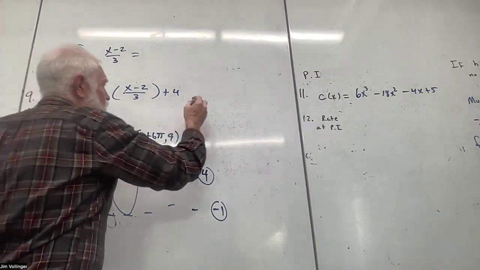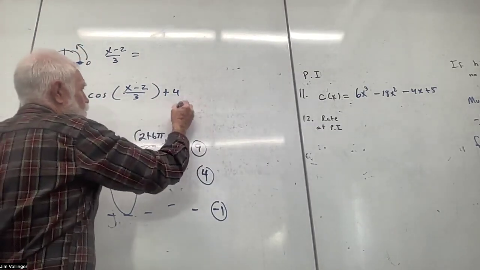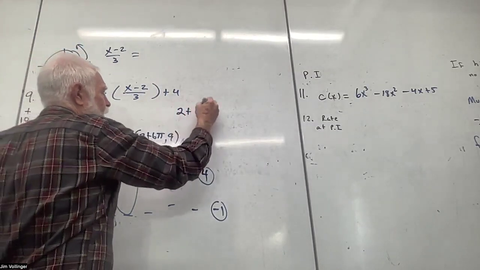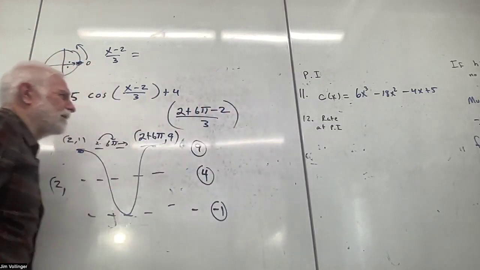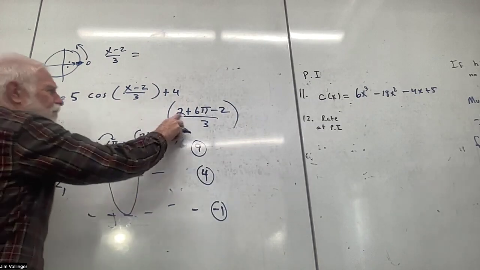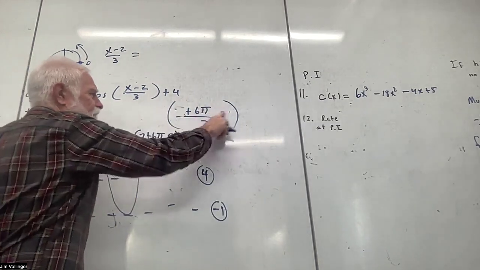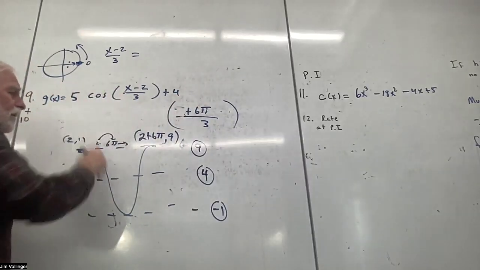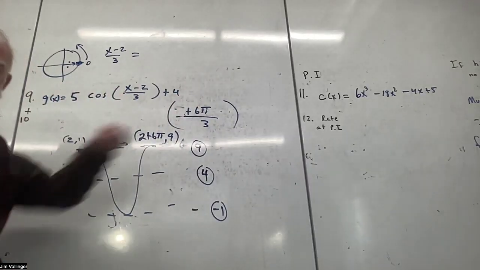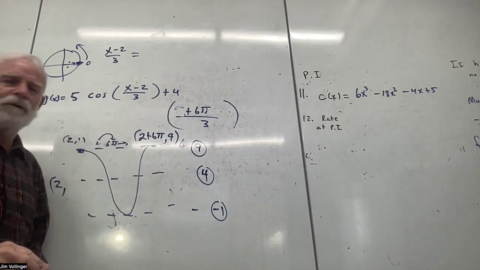X minus 2, so therefore I am looking at 2 plus 6 pi minus 2 over 3. That's all we need to look at. Okay, so what happens? The 2's cancel. 6 pi divided by 3 becomes 2 pi. And what's the cosine of 2 pi? The end of the first revolution of the parent curve.